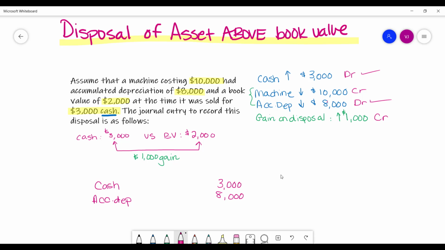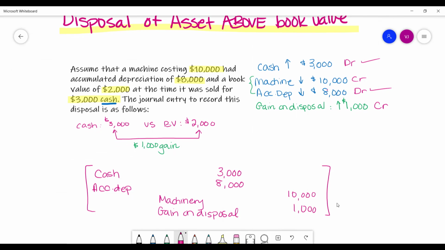And then we just have credits remaining. So we're going to have to remove that machinery off of the books here. We're going to credit machinery for $10,000. And then we're going to credit that gain on disposal of plant assets for $1,000 here. So we have 8 plus 3, that's 11. So 11,000 on the debit side and 11,000 on the right side, and we are in balance.